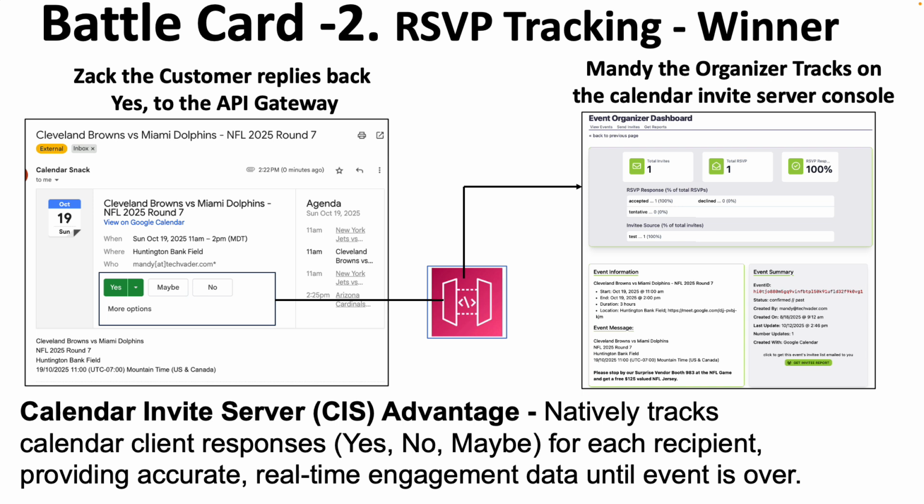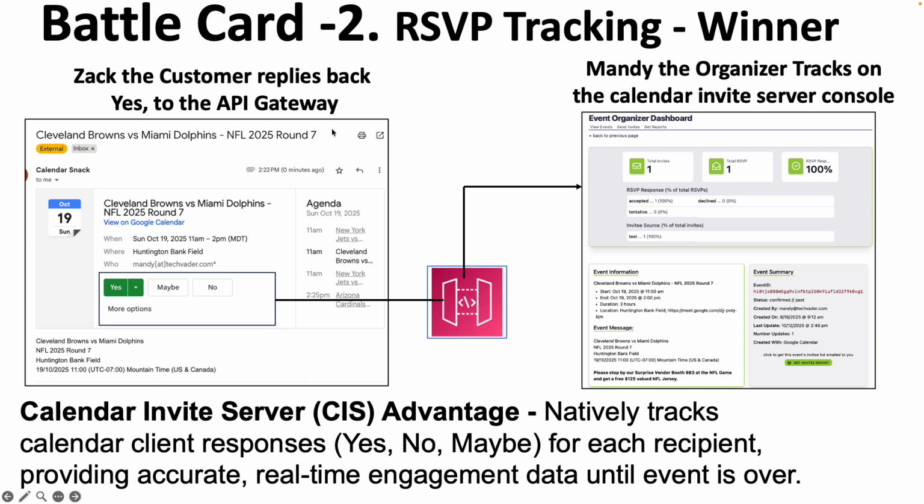We're natively tracking calendar responses of yes, no, maybe from each calendar receipt, providing an accurate real-time engagement until the event's over. So anytime your end user changes any of these buttons, the disposition to going to the event, yes, no, maybe, we update that data here in the organizer dashboard.